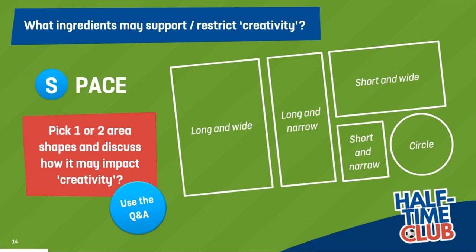Harry shared long and wide when on the ball, using the space to stretch opponents. Yes. Jack shared long and narrow promotes direct passes forward. Brilliant. So if I want to bring to life forward passes and penetration, I might use a long and narrow pitch to promote this. And think about, again, different passes, techniques: lofted, lifted, over the top, chipped. Short and wide, Jack said about switches of play. Yeah, brilliant.